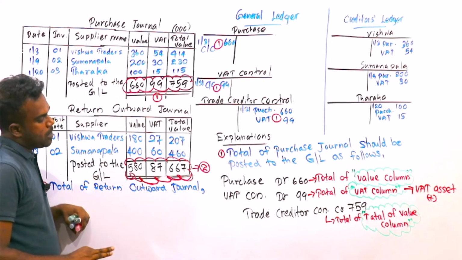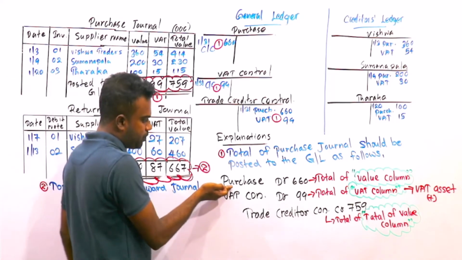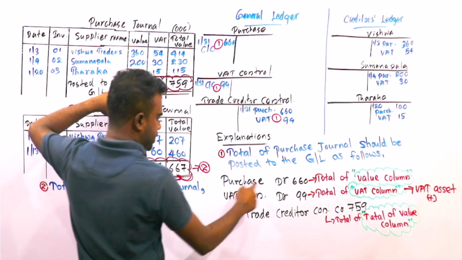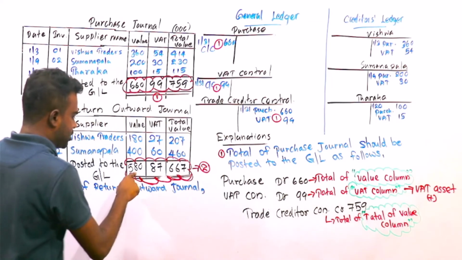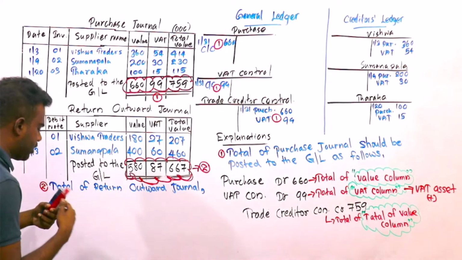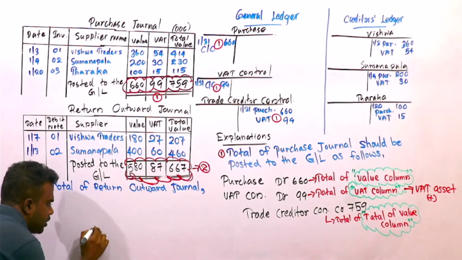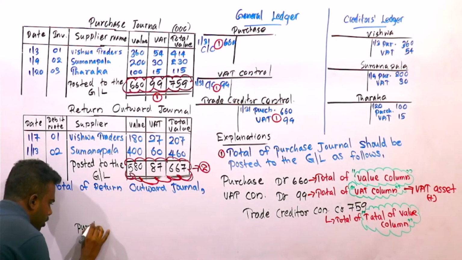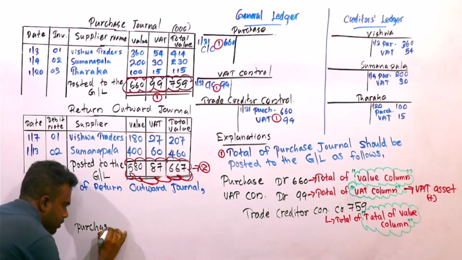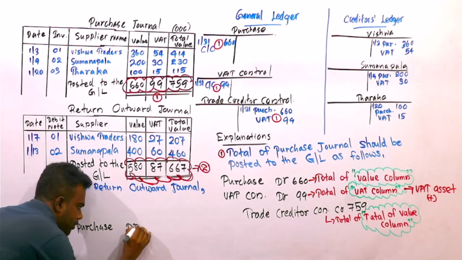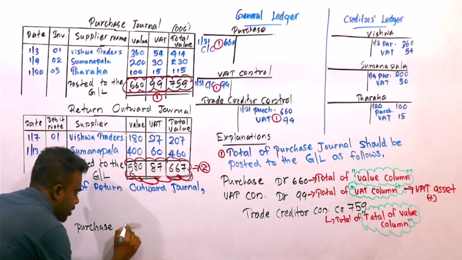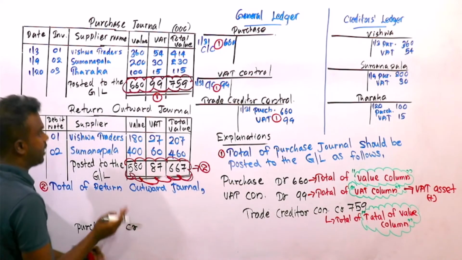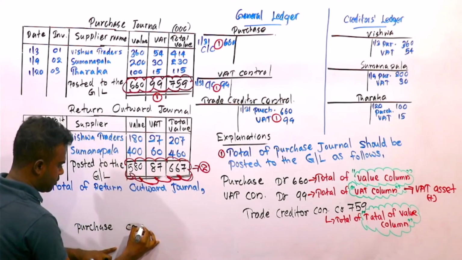Right? Look, when purchasing, the total value column amount we debited to purchase account. Then return, how much? 58. Then we have to credit how much? Purchase. I will write down like purchase. On the opposite side of the purchase entry, credit how much? 58.